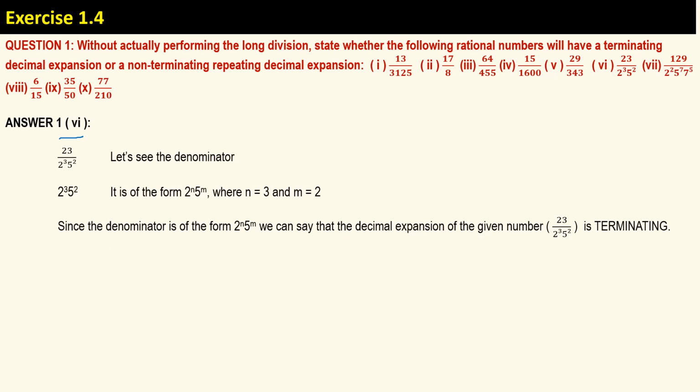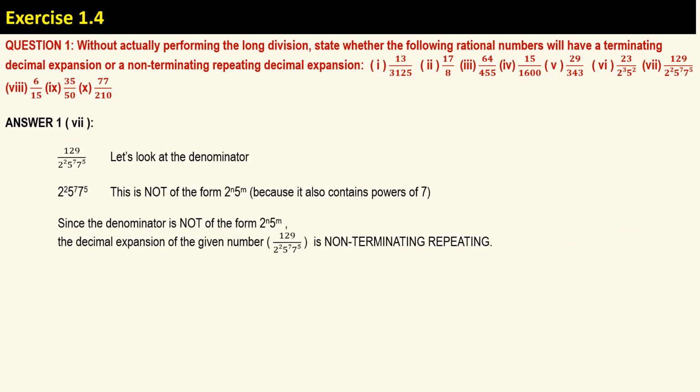Answer 1-6. The given number is 23 divided by 2 raised to power 3 multiplied by 5 raised to power 2, and we notice that the denominator is of the form 2 raised to power n, 5 raised to power m, where n is equal to 3 and m is equal to 2. Therefore we can say that the decimal expansion of the given number is of the terminating type.